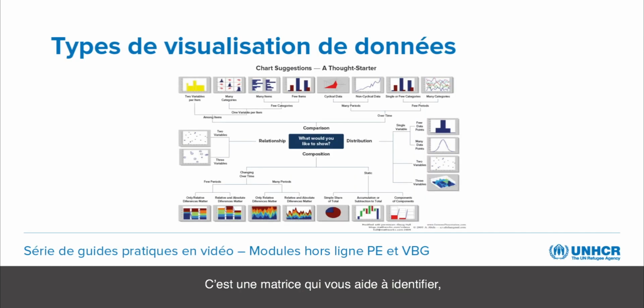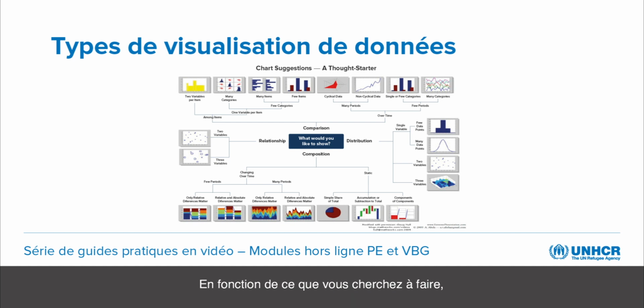It's a matrix that helps you identify, based upon what you're trying to do, what is the most effective graph to get that across. And again, some of these are super complicated. I don't really even understand them. And some of them are very familiar. Pie charts, or a camembert chart, as you would say.